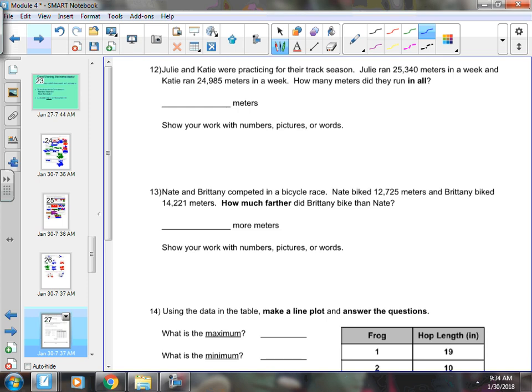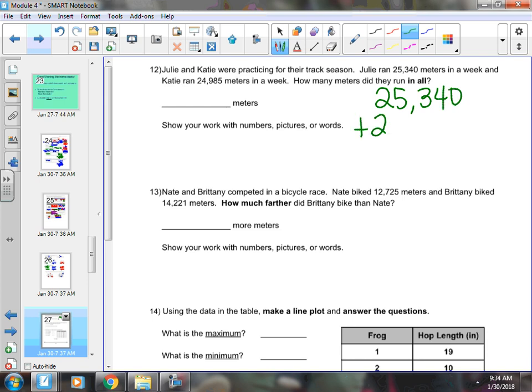Julie and Katie were practicing for their track season. Julie ran 25,340 meters in a week, and Katie ran 24,985 meters in a week. How many meters did they run in all? When you see in all, what kind of a problem is it? Addition, yeah. When you see in all, it's an addition problem. So this is a really easy problem. All we have to do is add the two numbers together.